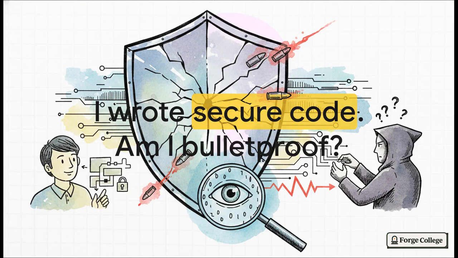But we kind of have to playfully burst the bubble here. You might be sitting there thinking, I wrote secure code, am I bulletproof? And the short answer is, absolutely not. Even with literally perfect defensive habits, you still desperately need an independent set of eyes.